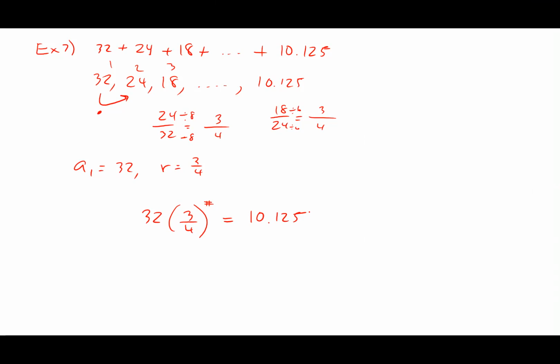I'm just thinking over here. Can we make this into an algebra problem? We're trying to figure out when 32 multiplied by 3/4 to some kind of power is going to give us 10.125. Divide by 32, absolutely. Do that. What do we get there?